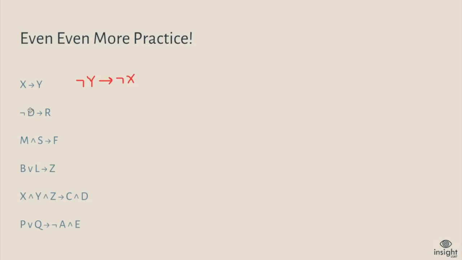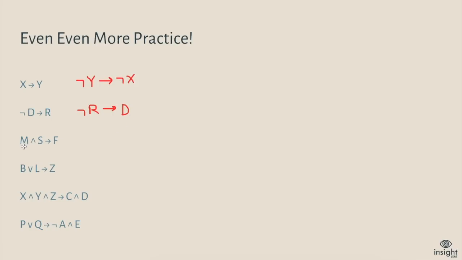Next one. If no d, then r. Okay, well the contrapositive, if no r, and now we have that double negation again. So we just get rid of the negation. If no r, then it must be d. If no r, then d.